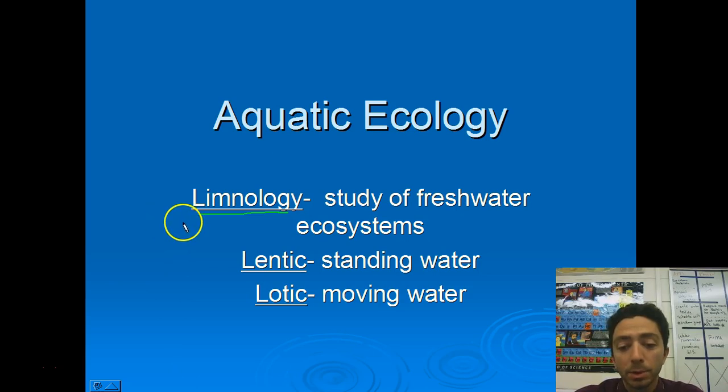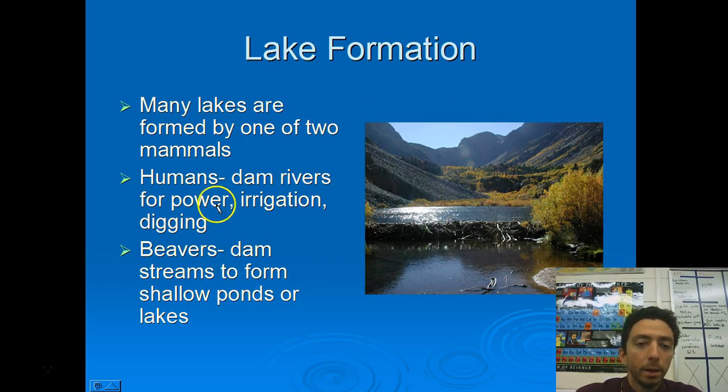Two types of bodies we'll talk about today, lentic and lotic. Lentic simply means standing water, like a lake or a pond. Lotic is like a river or a stream, something that's moving as it goes through. On campus here, we've got both of these fairly close by.